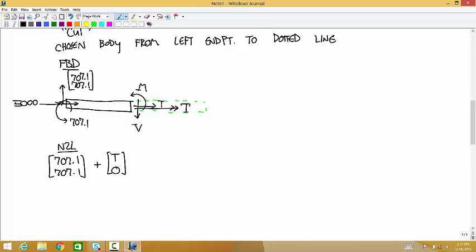Then that force V is a scalar V times a unit vector in that drawn direction. What's that unit vector? 0, negative 1, so times V, that's 0, negative V. Everything else is a couple, so that's all the forces. And from this you can see that T is equal to negative 707.1 newtons. V is equal to positive 707.1 newtons.